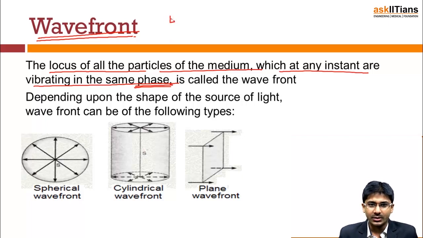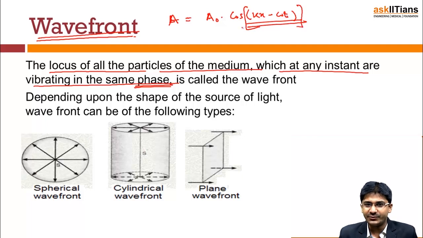Suppose you have a wave, I denote this by A. Any wave is there, A equals A naught times cos(kx minus omega t). This portion that you see, this angle with which it varies, this is the phase. This whole thing is called the phase. So A is A naught cos(kx minus omega t).